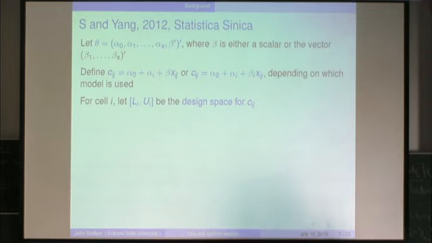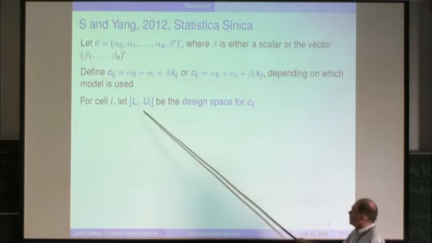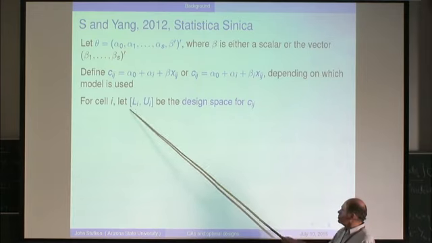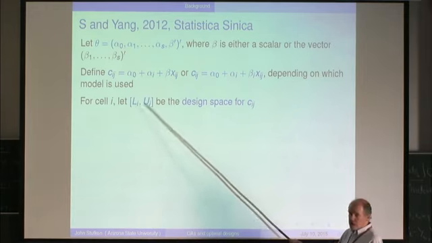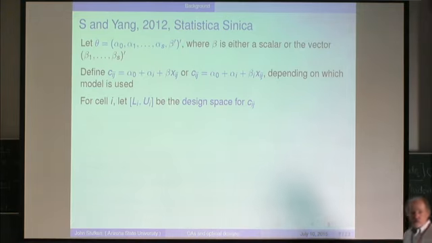And so now I have all these different cells, and for different cells I would have different design regions. So I'll call them Li to Ui. This is the design region for the ith cell.